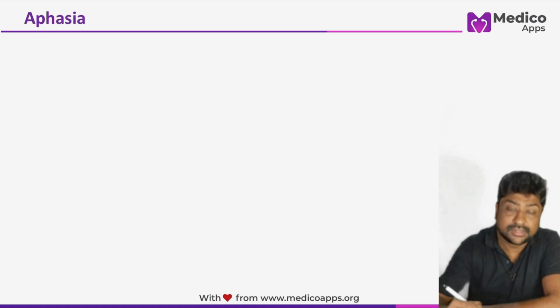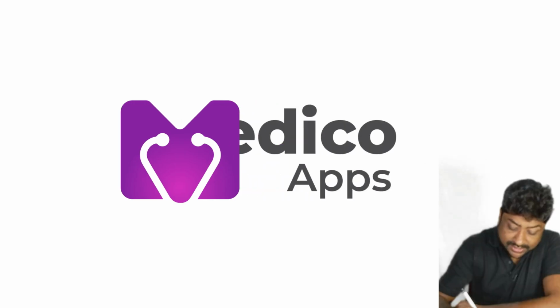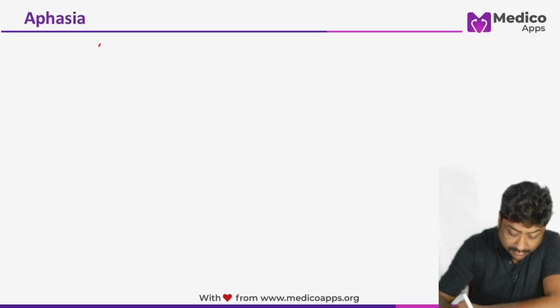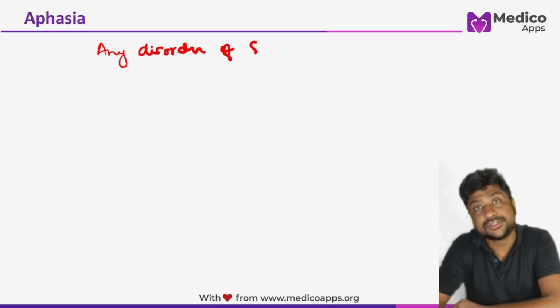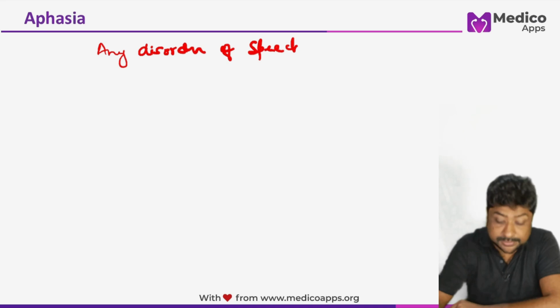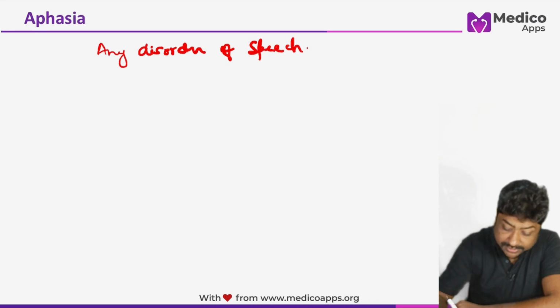So let's start with the definition. What is aphasia? Aphasia is any disorder of speech. So any disorder of speech is called aphasia.